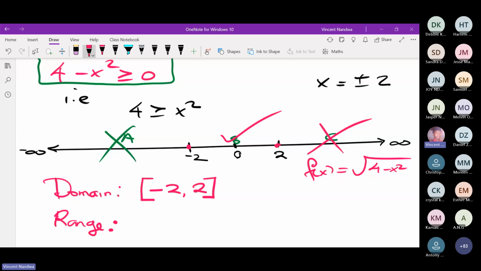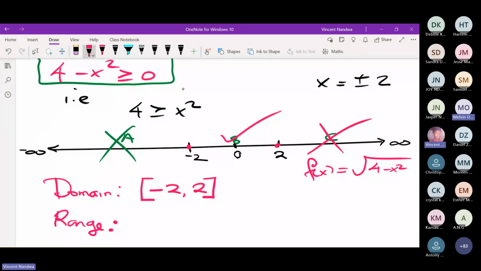True or false? As per your explanation, is it true that the range is from 0 to infinity? No. Okay, so what should be the smallest number under the root sign for us to define its square root?